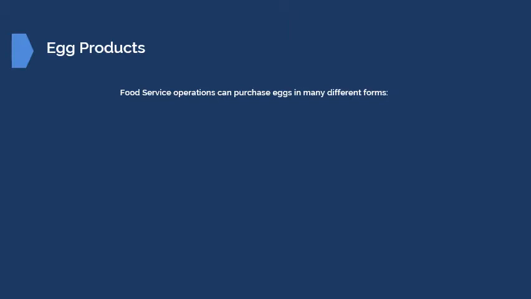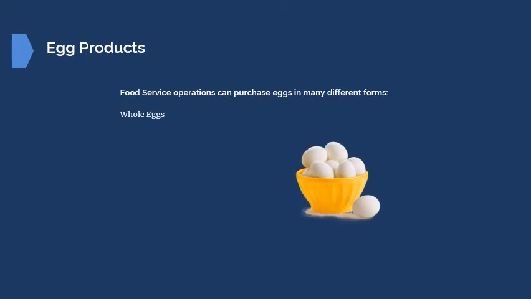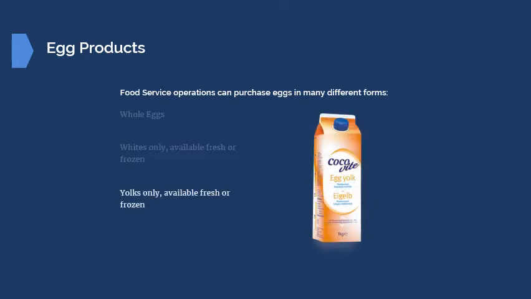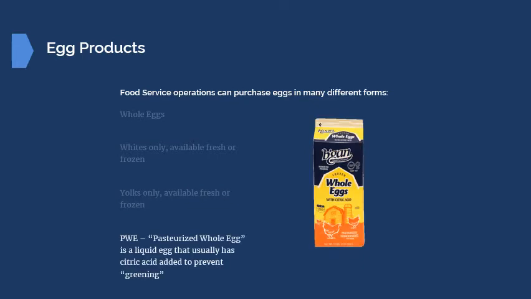Food service operations can purchase eggs in many different forms, from whole eggs to egg whites only, made from fresh or frozen, egg yolks available fresh or frozen, and something called PWE, or pasteurized whole egg. This is a liquid egg which usually has citric acid added to prevent what we call the greening effect, which we'll talk about shortly. The reason why we may choose one of these products over the other is utilization, how we're going to utilize it.